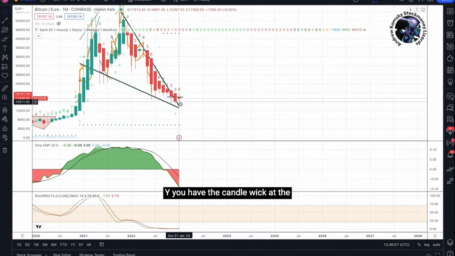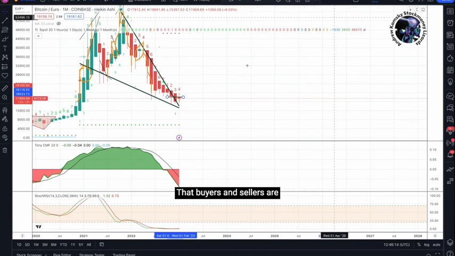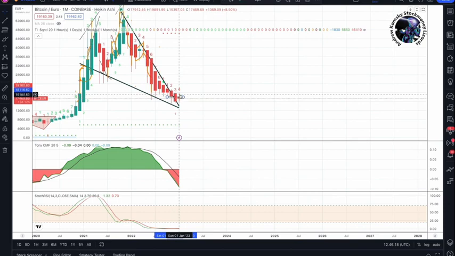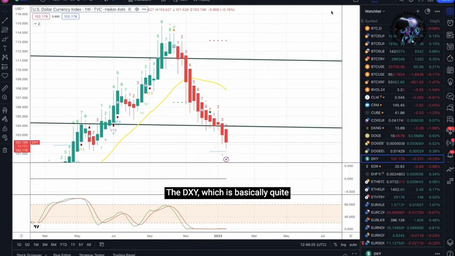Why? You have the candle wick at the bottom and at the top, and a relatively small body, which basically signals that buyers and sellers are fighting between them. Like, should we go up? Should we go down? There's indecisiveness. Unlike the DXY, which is basically quite a solid argument for it going down a further 5 more weeks.